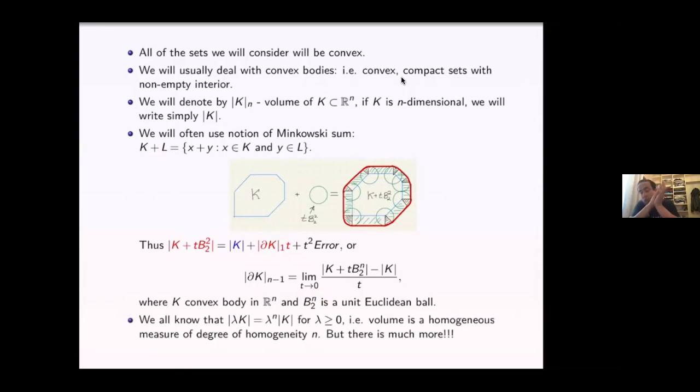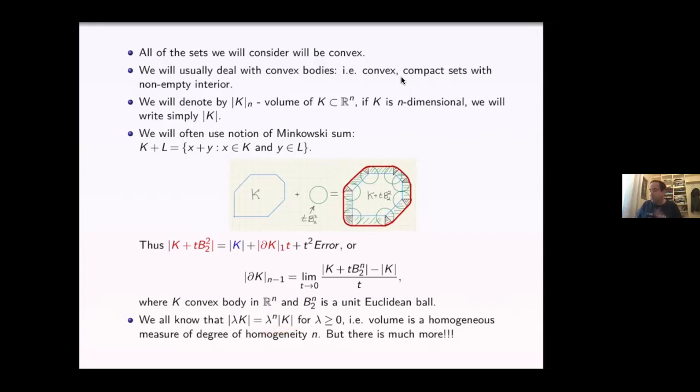So we all know volume, we learned it in school. If you multiply by a non-negative number, then it jumps out of the volume to the power n. So the volume is a homogeneous measure of degree n. We also know that if you multiply it by a matrix, it jumps like the determinant. We know many, many things, but that's not what I'm worried about right now.